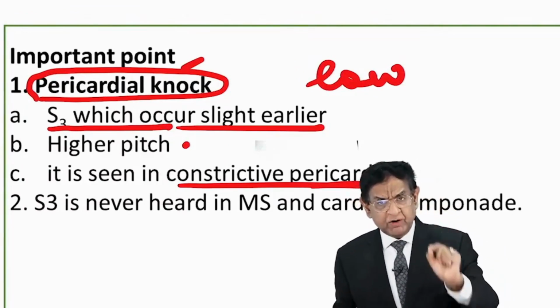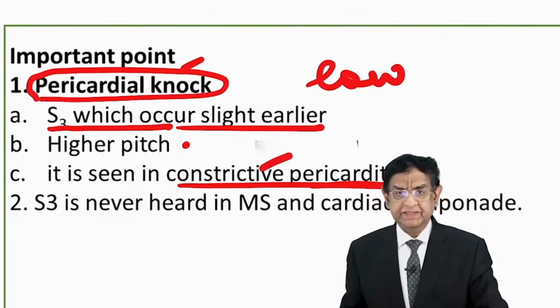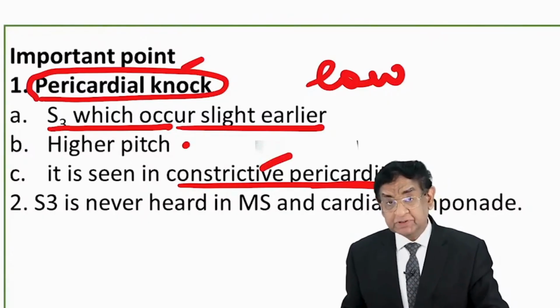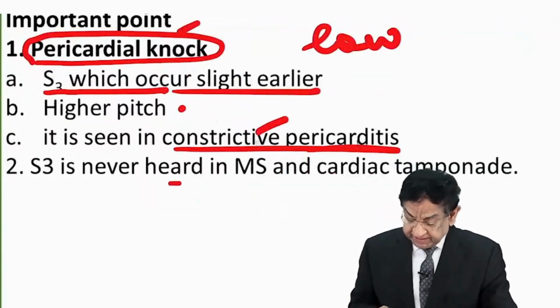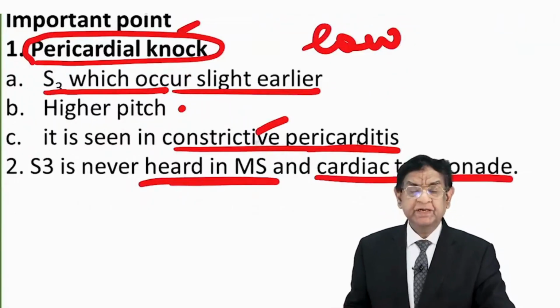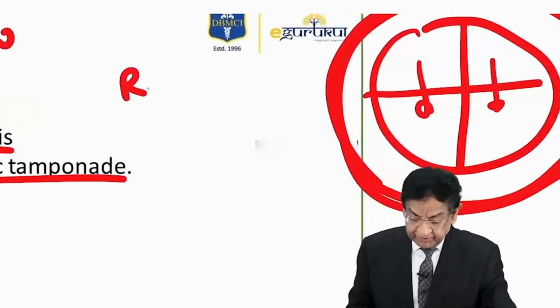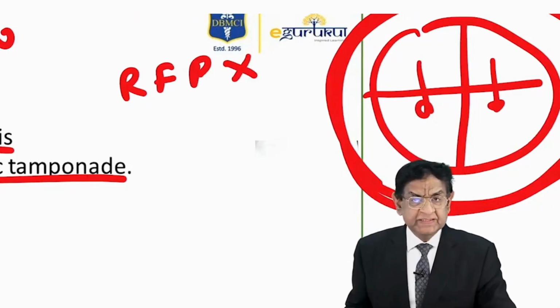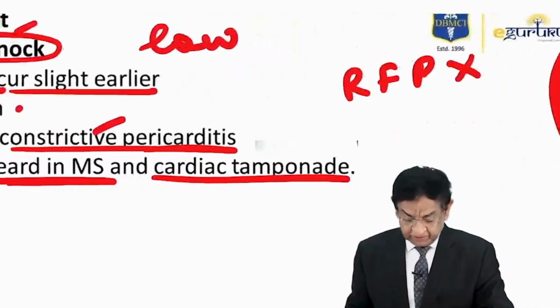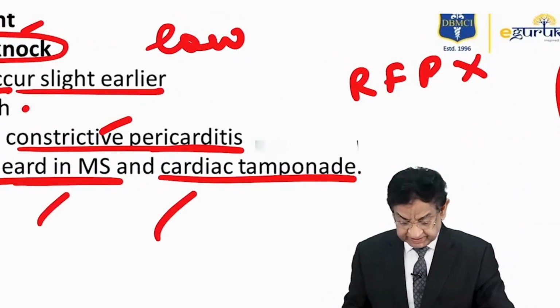The pericardial knock, when you get it, is in constrictive pericarditis. But don't forget, it is a type of third sound, but high pitch and occurs slightly earlier. S3 is never heard in MS and cardiac tamponade. Why? Because neither in MS nor in cardiac tamponade is the rapid filling phase prominent. So there are two conditions where S3 can never be heard: isolated MS and cardiac tamponade. S3 is never there.